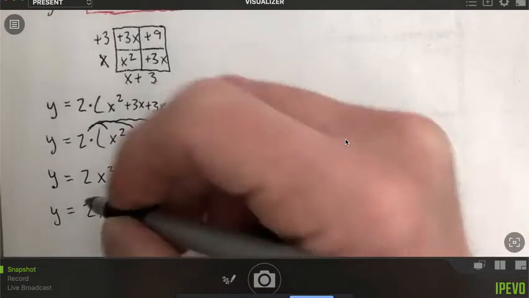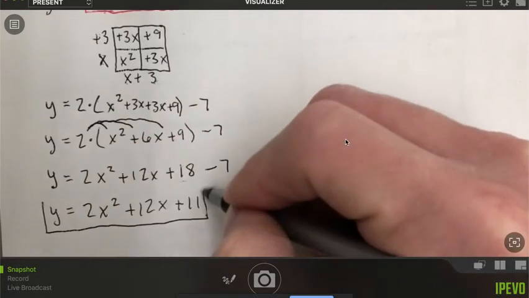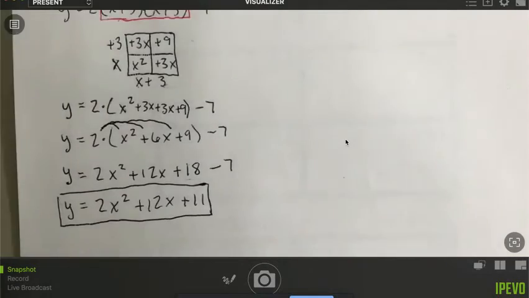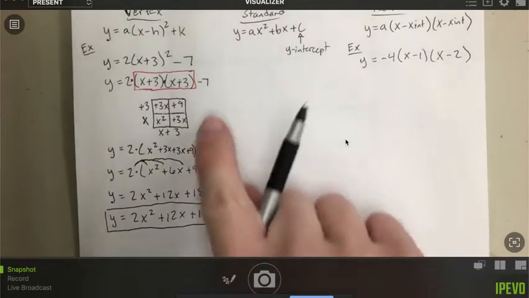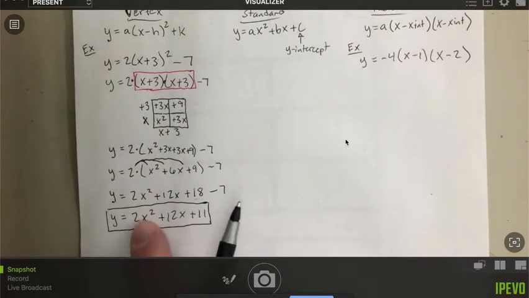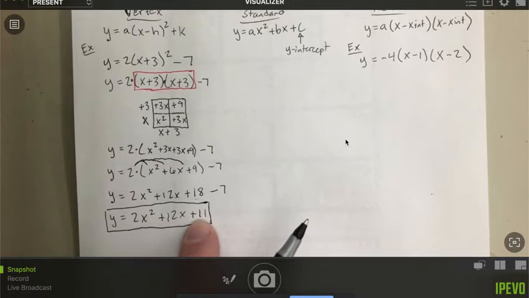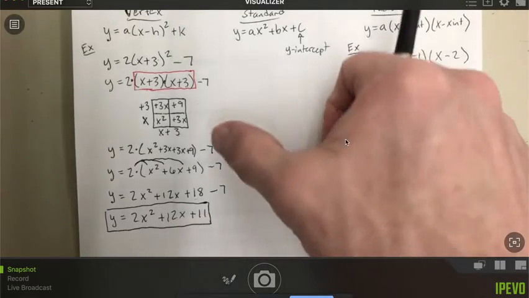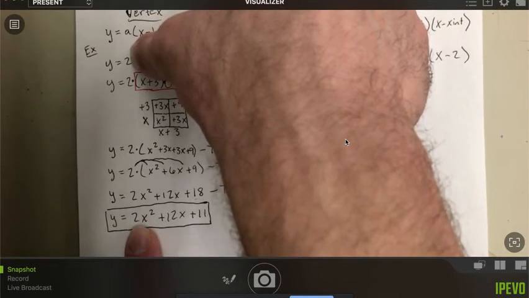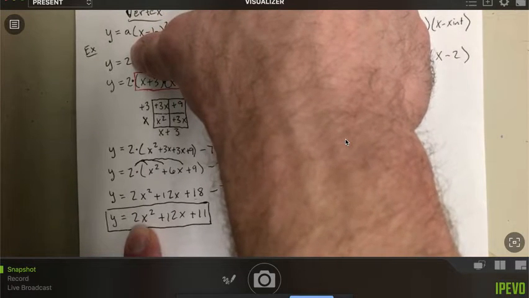So that would be right here, my final answer in standard form. Because if you notice, I have an ax squared plus bx plus c, where my a is 2, b is 12, and c is 11. And as I said before, notice how up here in vertex form, my a value is 2. In standard form, my a value is also 2.